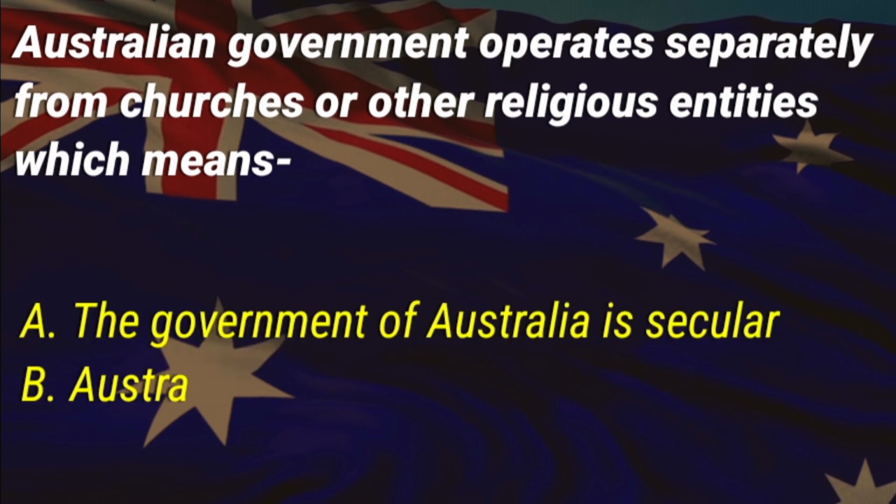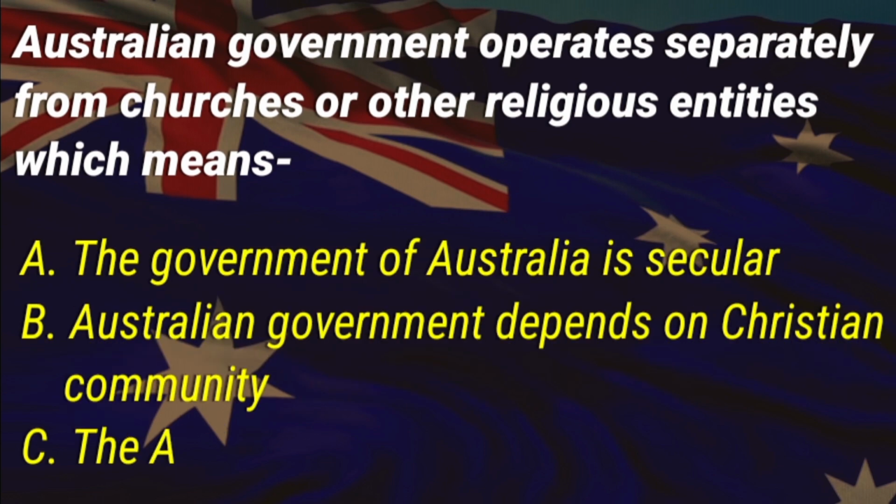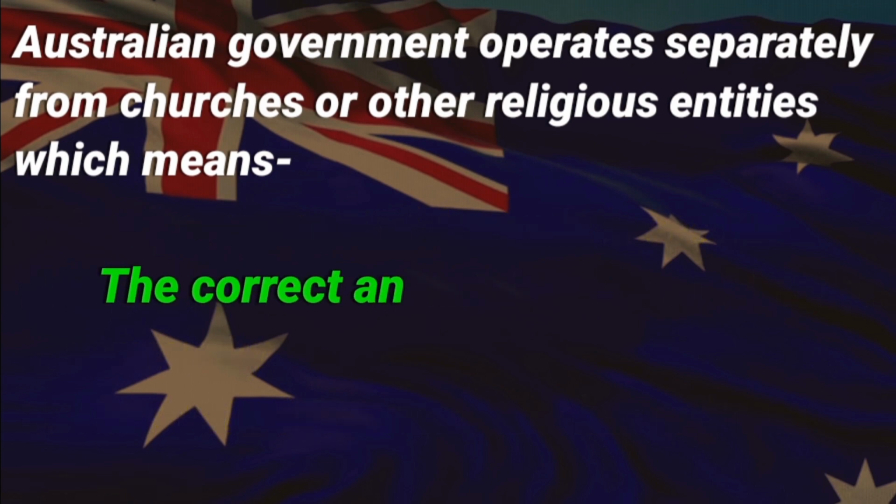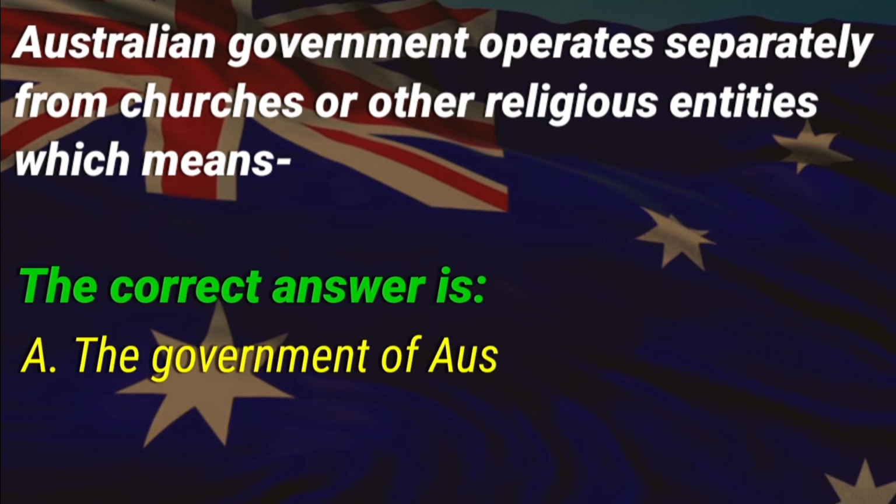Australian government operates separately from churches or other religious entities, which means A. The government of Australia is secular. B. Australian government depends on Christian community. C. The Australian government has only one religion. The correct answer is A. The government of Australia is secular.